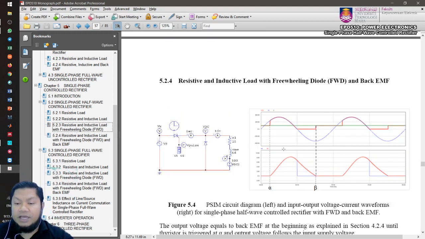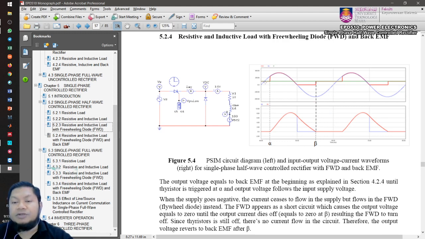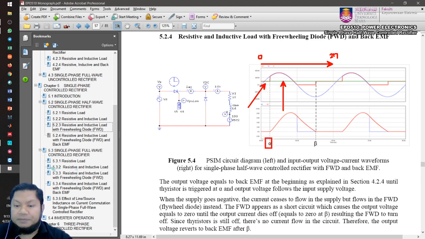We are still interested in looking at the average value, so you must integrate from 0 to 2 pi. Now you have 3 areas. Integration is the area under the curve. So you have one area here, then the area under the curve from alpha to beta, and then you have another area. We have area 1, area 2, and area 3 here.